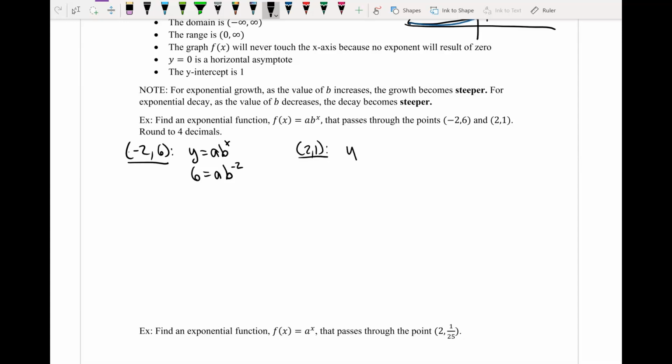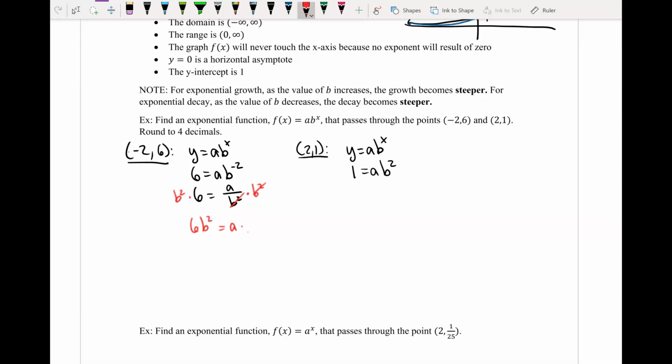So I'm going to plug into y equals a b to the x, plugging the 1 into the y, with a, and b to the power of 2. All I really need to do is solve for one variable and plug it into the other equation. I'm going to solve for a. Another way I can write this is 6 is equal to a over b squared, because a negative exponent you can put to the bottom and it'll be positive. Now I'm going to multiply both sides by b squared. This goes away, so we get a equals 6b squared.